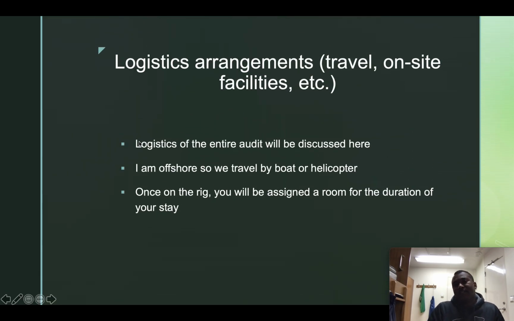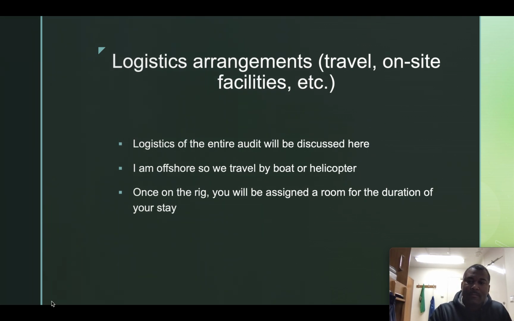All right, guys, the logistics arrangements, travel, on-site facilities, etc. Logistics of the entire audit will be discussed here. I'm offshore, so we travel by boat or helicopter. Guys, if you're going to a shelf rig, it'll probably be by boat. But most of the time, the audit team, you're going to travel by helicopter. And even going to a small rig, being the audit team, they might put you on the chopper. So you'll be happy when you get there. All right, guys, once on the rig, you will be assigned to a room for the duration of your stay. Next slide.